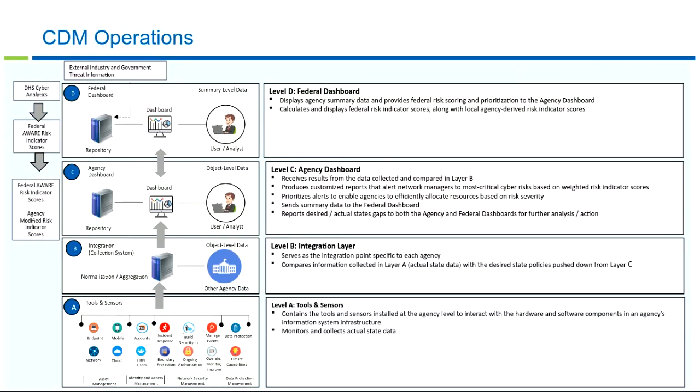Next is layer C, which is the agency dashboard. It receives results from the data collected and compared in layer B. It produces customized reports that alert network managers to the most critical cyber risk based on weighted risk indicator scores. And we'll talk in a minute about what we mean by a weighted risk indicator score. It prioritizes alerts to enable agencies to efficiently allocate resources based on risk severity. It sends summary data to the federal dashboard, which is again layer D. It reports desired and actual state gaps to both the agency and federal dashboards for further analysis and action.